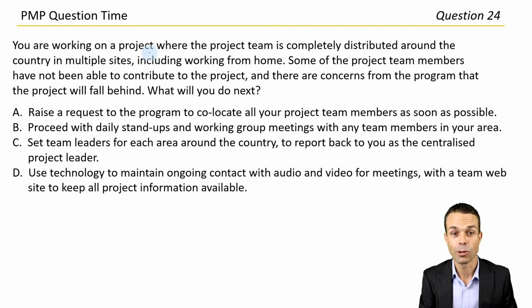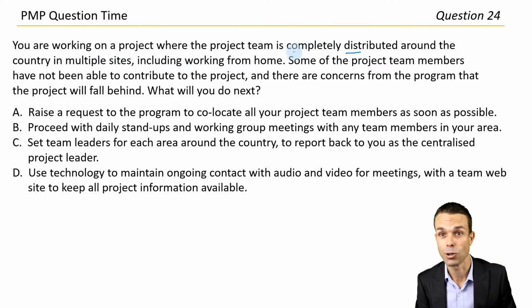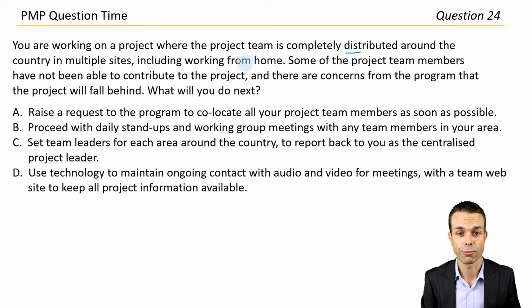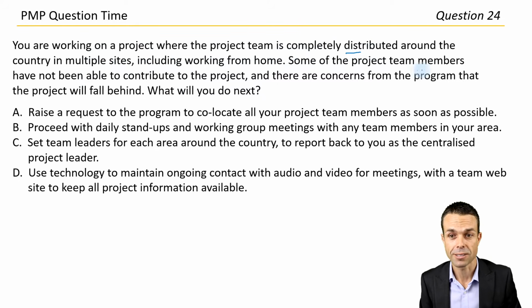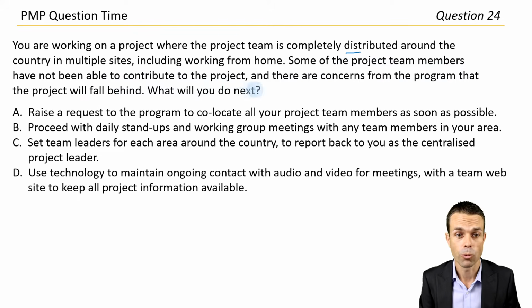You are working on a project where the project team is completely distributed around the country in multiple sites, including working from home. Some of the project team members have not been able to contribute to the project, and there are concerns from the program that the project will fall behind. What will you do next?